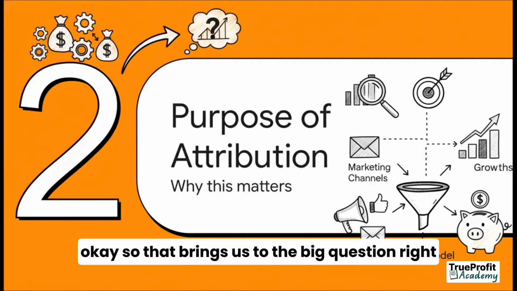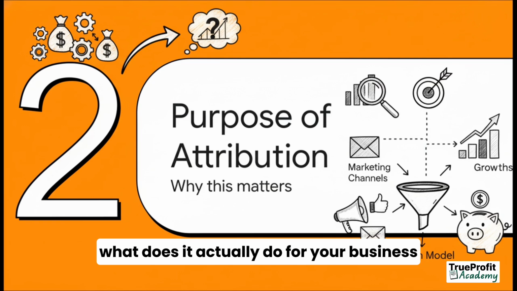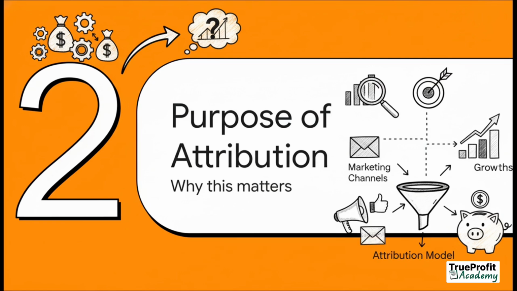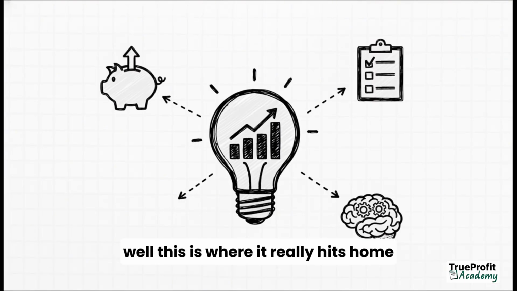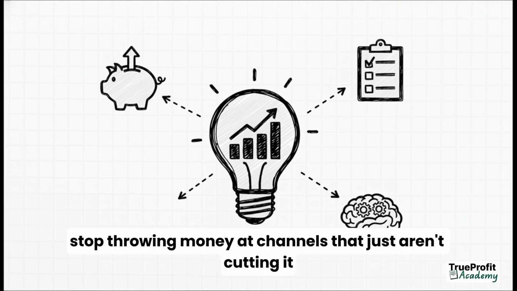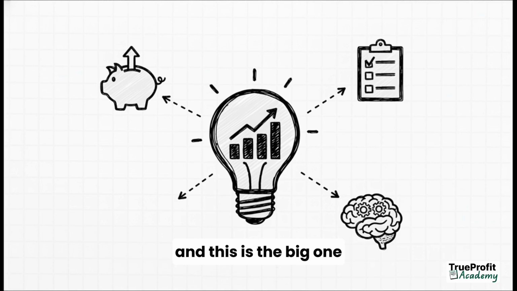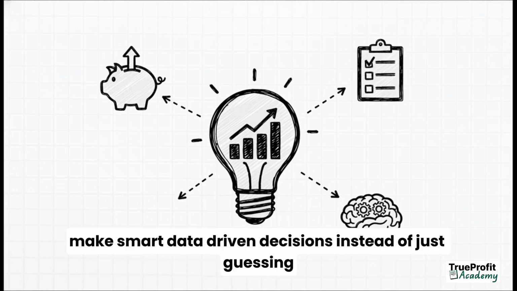Okay, so that brings us to the big question, right? Why even bother with all this? What does it actually do for your business? Well, this is where it really hits home. When you know what's working, you can actually optimize your marketing spend. Stop throwing money at channels that just aren't cutting it. It lets you fine-tune your campaigns, get a crystal clear picture of your ROI, and, this is the big one, make smart, data-driven decisions instead of just guessing.